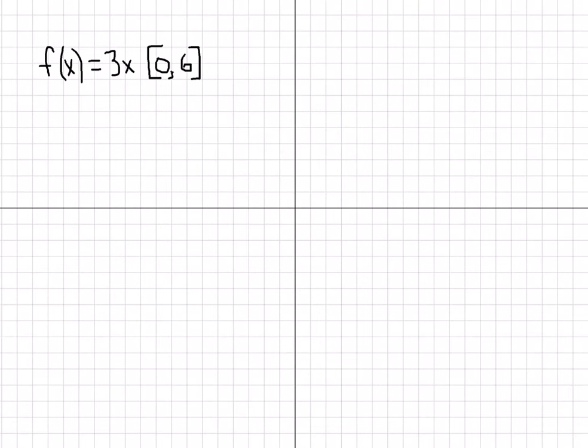Alright, let's take a look at a function f of x equals 3x, defined on the interval from 0 to 6. Let's first of all graph this function. This one we should be able to graph because it's linear. Our y-intercept is 0, and it has a slope of 3, so up 3 over 1. So if we graph this, it's linear, the slope is 3, and the y-intercept is 0.